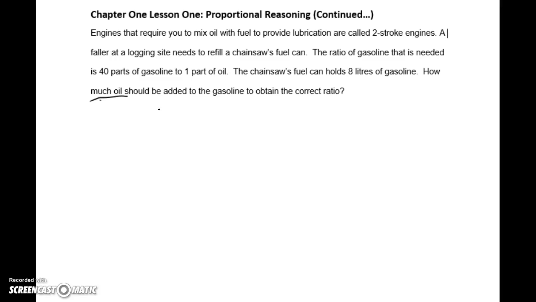So start with your first sentence. What you're going to do is, if you think that it's essential information, you're going to underline what you think is important. Or if you think that it's just some useless information that's kind of great, but not really necessary for the problem, you can just cross it off. So our first sentence reads, engines that require you to mix oil with fuel to provide lubrication are called two-stroke engines. So ask yourself, is that sentence right there going to tell us how much oil we need to mix with our gas? No, it doesn't. It kind of tells us the definition of what a two-stroke engine is, but it's not really actually important. So let's cross that sentence off.